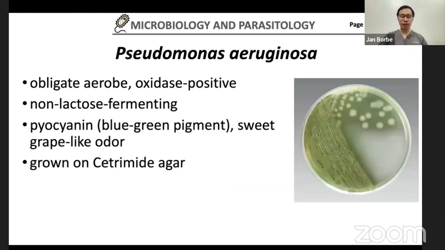Pseudomonas, of course, in green color. It can be grown on cetrimide agar. What else?